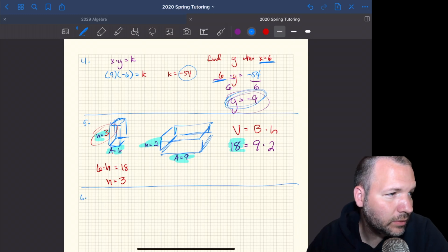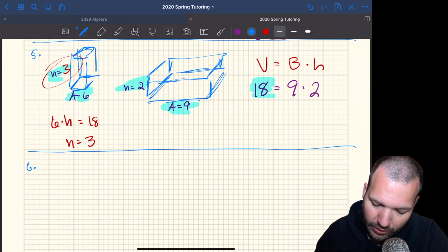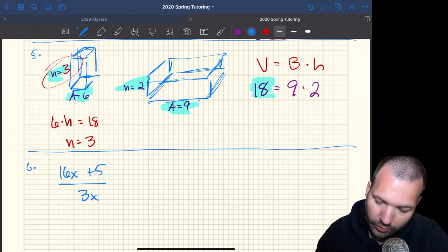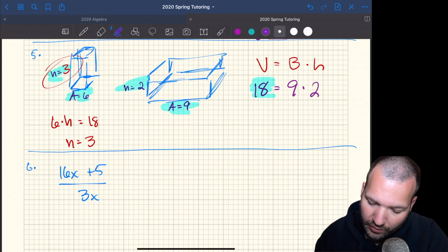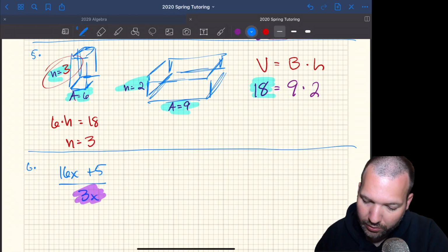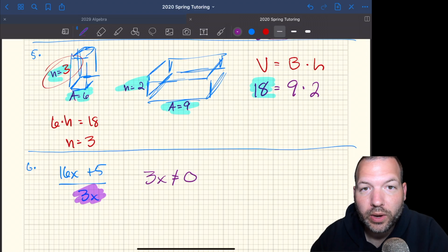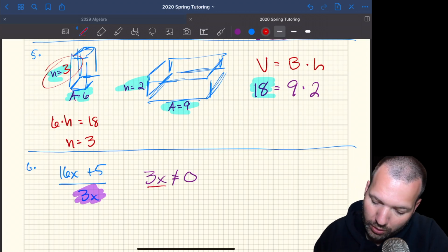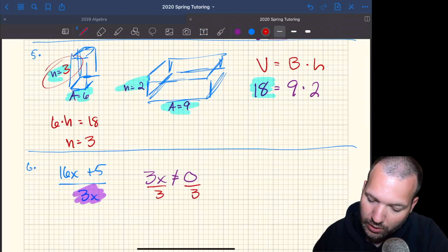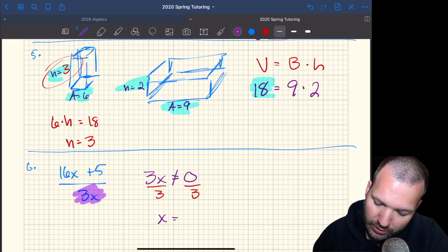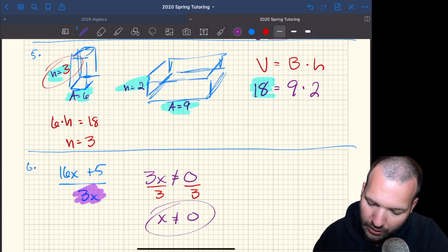Number 6, state the excluded value. All right, we can speed up a little bit here. 16x plus 5 over 3x. Excluded values are entirely about the denominator. We just ask ourselves, where would 3x be 0? Or we can say that another way, the 3x, the denominator, we cannot let equal 0. Obviously, the only thing times 3 that would make 0 is 0 itself. And so x cannot be 0 is our excluded value.